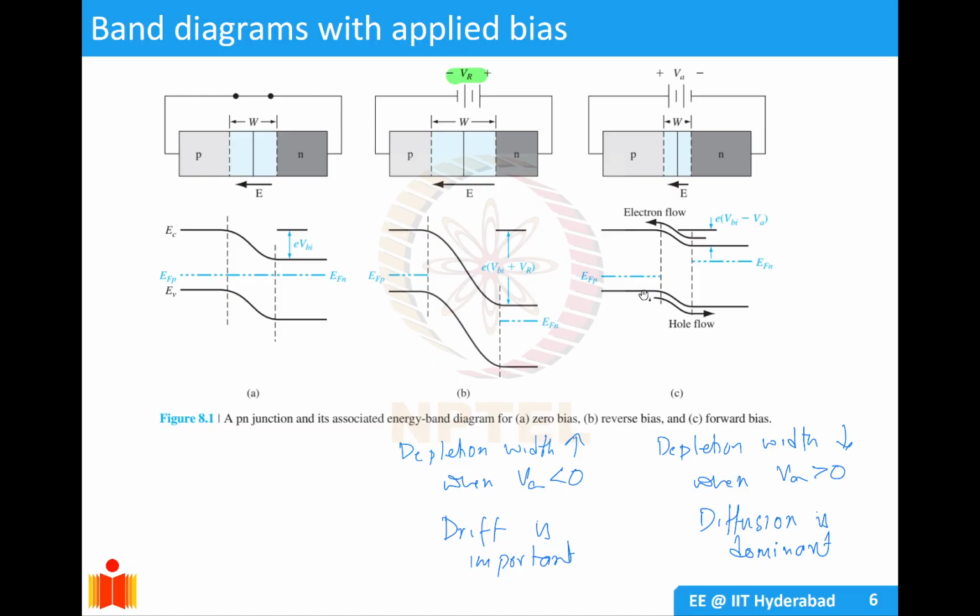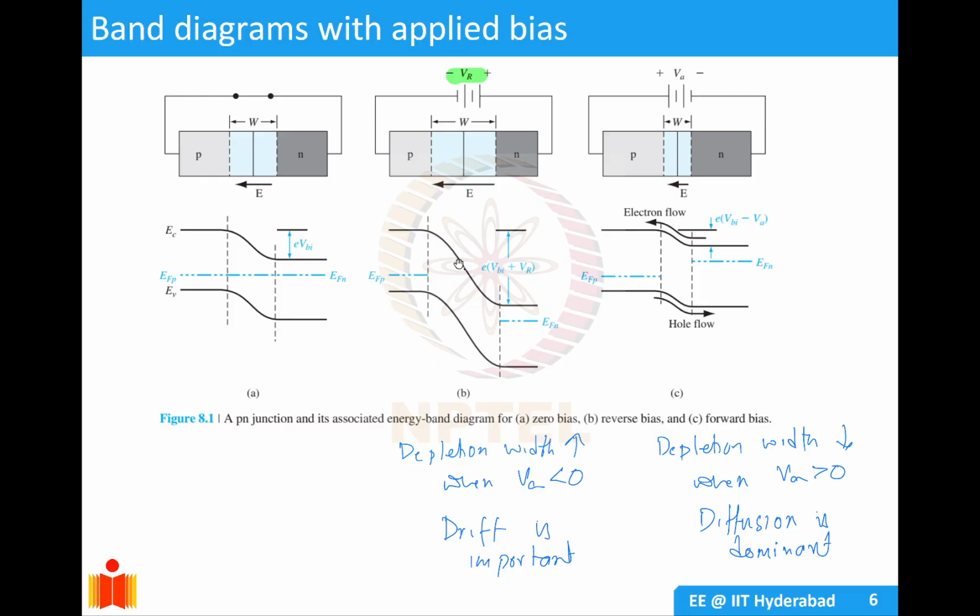Similarly, when you apply a forward bias, your carriers will move into the depletion region and reduce the depletion region, and your barrier is also decreased by the applied potential. So your band diagram will look like this.